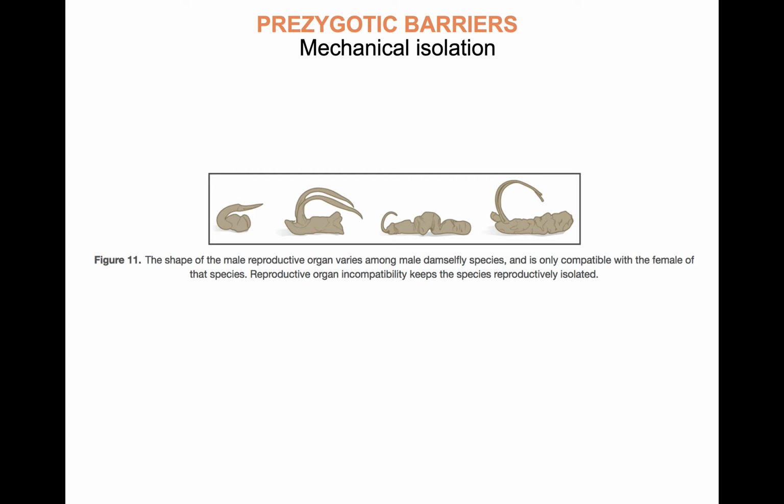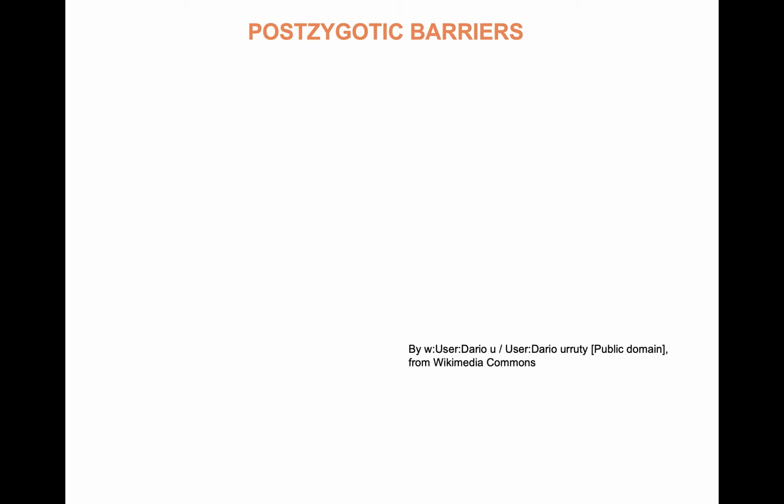Another type of pre-zygotic barrier is mechanical isolation, meaning that the sexual organs of the different sexes have to be compatible. So in this case, the shape of the male reproductive organ varies among male damselfly species. Different damselfly species have different shapes of their male and female organs, and the only way these flies can mate is if there's compatibility between their sexual organs.